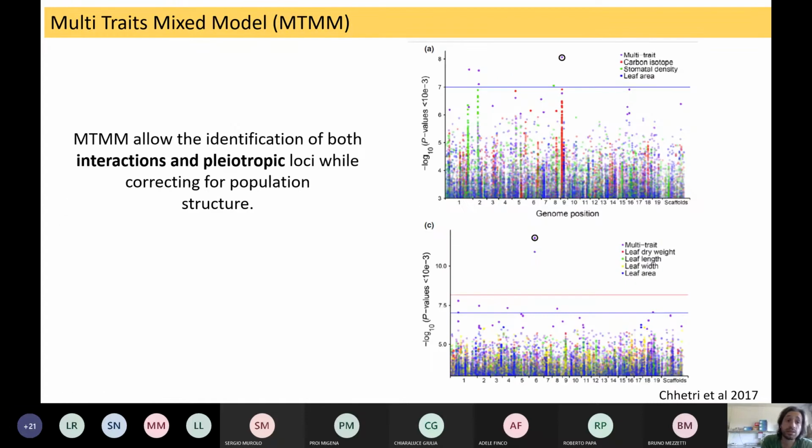Then there are also the multi-trait mixed models. This means that they use different traits and compare them altogether. This type of model is important to evaluate interaction or pleiotropic effects between loci. It is an analysis that can be super useful, in particular now with the precision phenotypes given by transcriptomics and metabolomics, for understanding interaction and pleiotropy between loci.